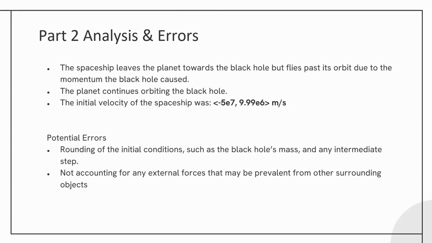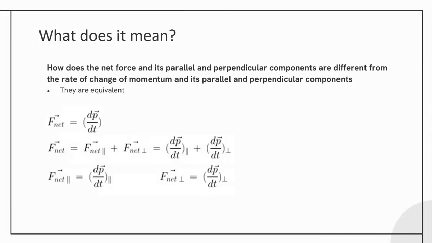And for part 2, we saw the spaceship leave the planet and go towards the black hole, but it flew past its orbit. And we also saw that the planet continued to orbit the black hole, and then we found this to be the initial velocity of the spaceship, so it was not able to be sucked into the black hole. And potential rounding errors could be rounding of the initial conditions, such as the black hole's mass, which I had to manually put in, so there was rounding that could have been messed up there, and any intermediate step. And not accounting for any other external forces other than the planet or the black hole may result in different answers in the end. And so on to the further questions.